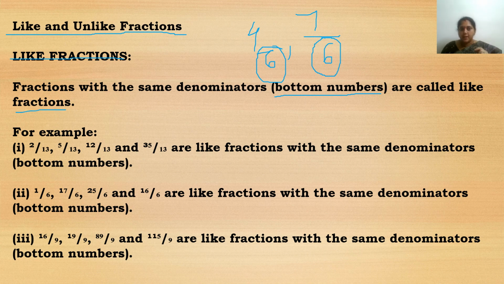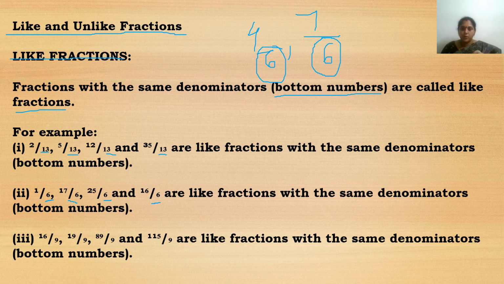For example here, 2 by 13, 5 by 13, 12 by 13 and 35 by 13 are like fractions with the same denominators, bottom numbers. If you observe your bottom numbers here, it is 13, 13, 13 and 13. These are called the same denominators and known as like fractions. One more example we will see. 1 by 6, 17 by 6, 25 by 6, 16 by 6. If you compare your bottom numbers, denominators 6, 6, 6 and 6. These are also equal. All the denominators are equal. That's why this is known as like fractions.